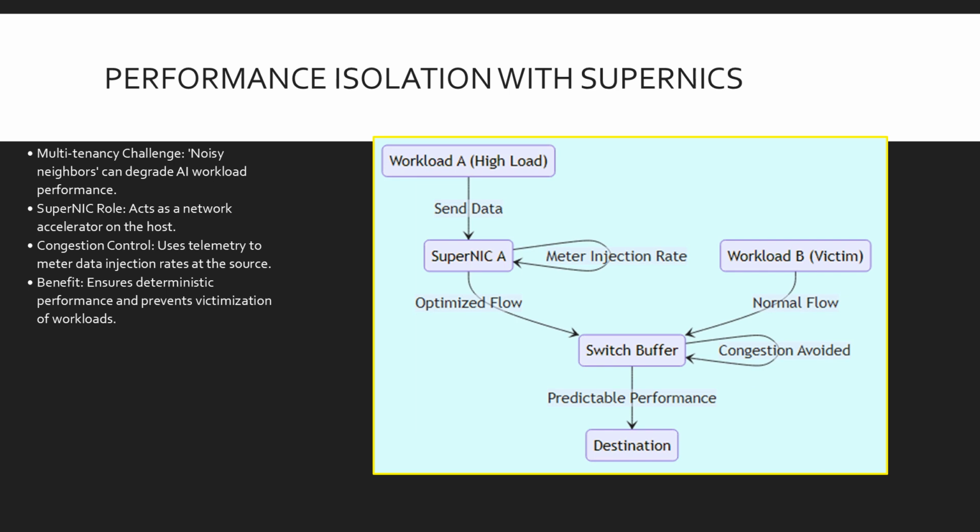Here we see workload A generating a high load. Instead of flooding the switch buffer immediately, SuperNIC A intercepts this. It meters the injection rate based on real-time telemetry. This controlled flow enters the switch alongside workload B. Because SuperNIC A prevented buffer saturation, workload B is not victimized. Both workloads proceed with predictable performance. Without this metering, the switch buffer would fill and workload B would suffer packet drops.